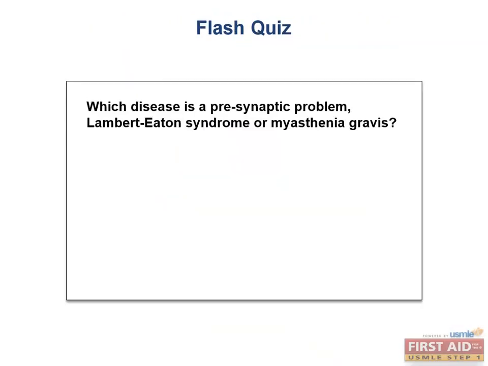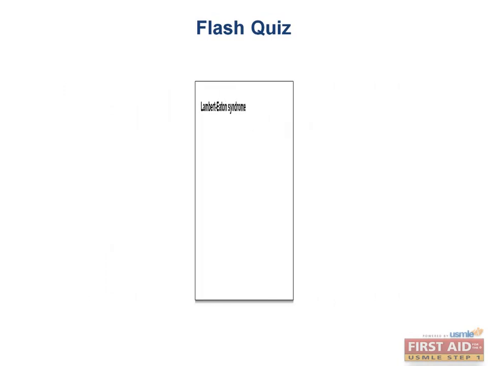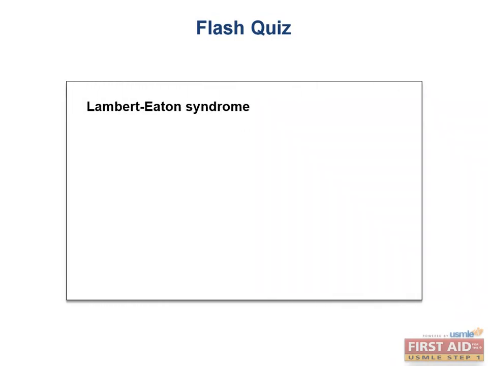Let's have a flash quiz. Which disease is a presynaptic problem? LES or MG? The answer is Lambert-Eaton syndrome.